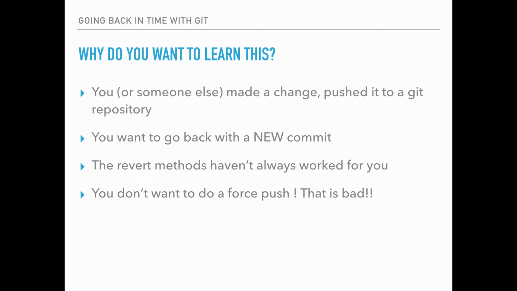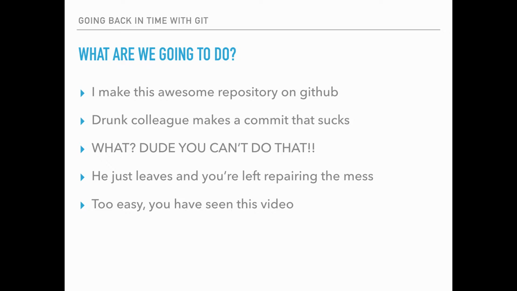Why would you want to learn this? You, or someone else, made a change, pushed it to a Git repo, and you see the mistake and you're like, I want to cancel this. So you want to go back, but by making a new commit, because if you just try and rewrite history, you'll have to do a force push, and you do not want to do a force push. So I'm going to teach you a fail-proof method that always works, and then this will mean no more headaches.